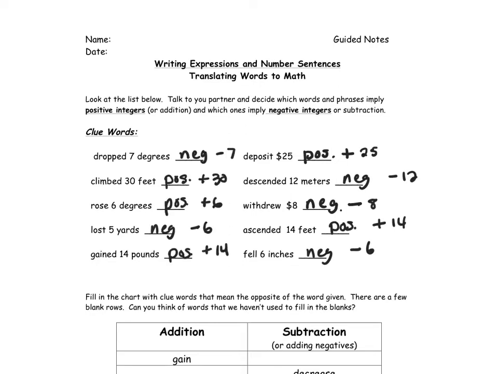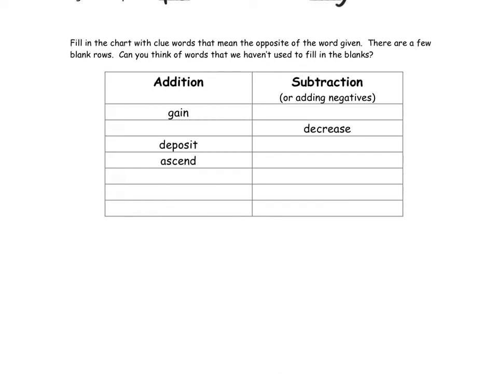So take a moment and look over these words and see if you agree. And by the way, since they actually gave us a number, I should have put plus 25, and withdrew 8 would be minus 8. So once you have this list, now let's go to the chart below. We've discussed the fact that we have additive inverses, which are opposites of each other. So we can also look at addition and subtraction as opposites of each other. And you're going to notice here that it says adding negatives, and this one, addition, we could be adding positives. So we'll write that.